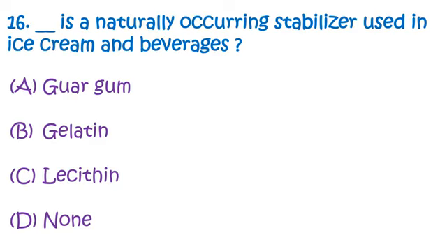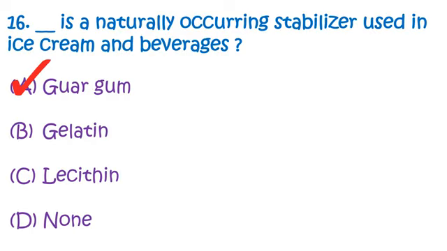Question number 16. Dash is a naturally occurring stabilizer used in ice cream and beverages. Options are option A, guar gum; option B, gelatin; option C, lecithin; option D, none. And the correct answer is option A, guar gum.